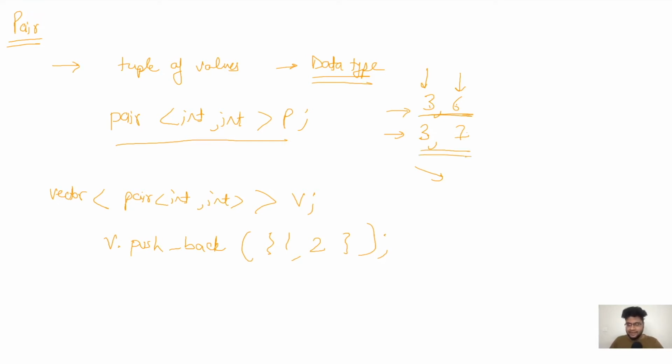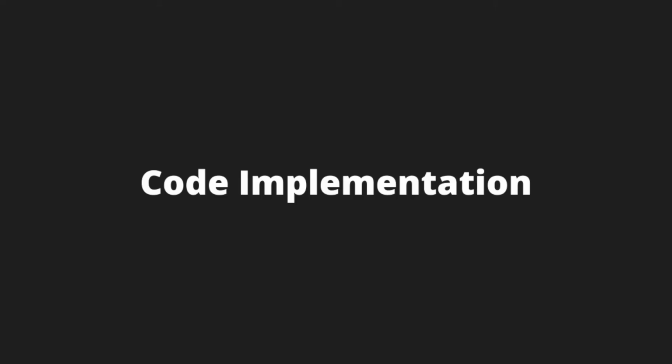So this ordering gets followed in pair automatically, and whenever we are sorting a vector, if we sort this vector, the sorted result will be in this order only. First of all, the preference will be given to the first element, and then the secondary preference will be given to the second element, right? So that's about vector. Let's look at the coding example now.